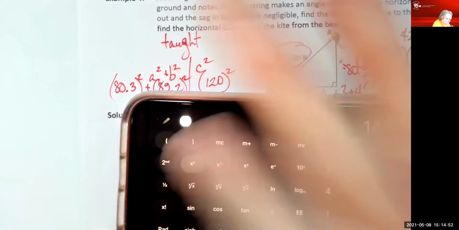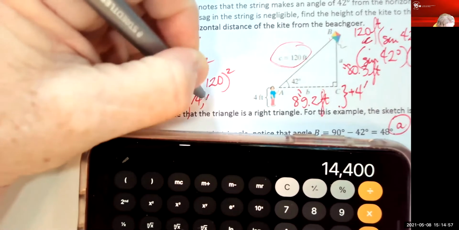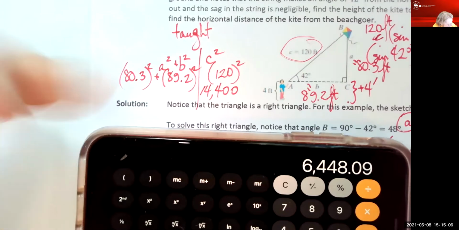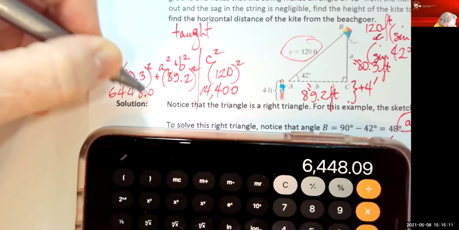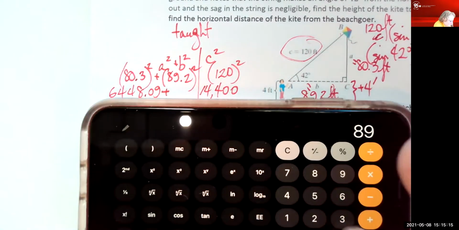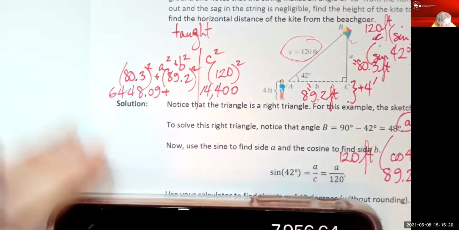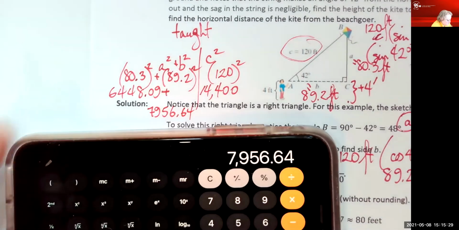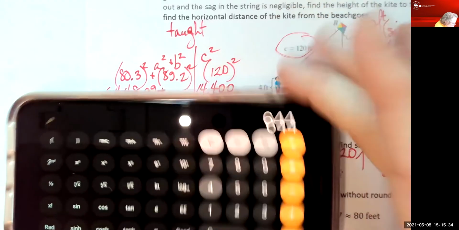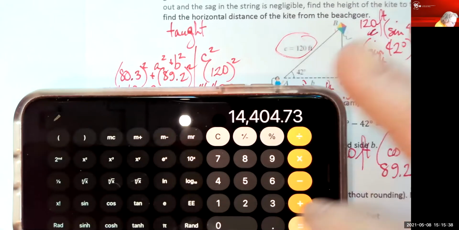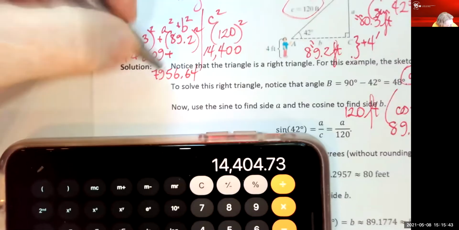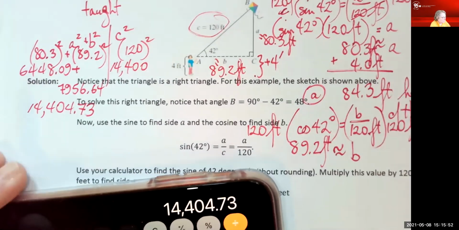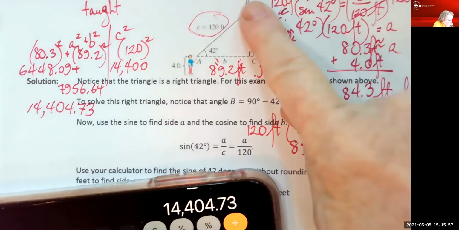120 squared is 14,400. 80.3 squared is 6,448.09. 89.2 squared is 7,956.64. And what is the sum on the left-hand side? 6,448.09. Awesome. We get that the left-hand side adds up to 14,404.73. If we had written our answers more to the exact answers, oh, this one's to the nearest foot.